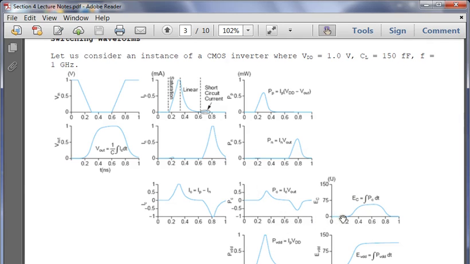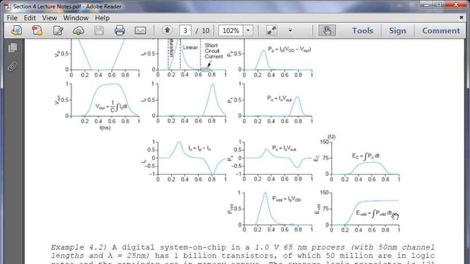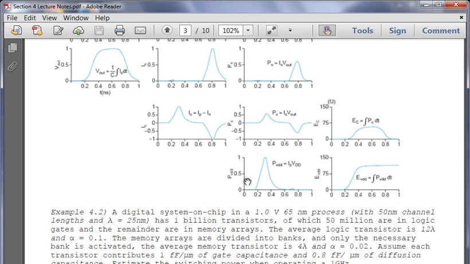Here it's nothing, so we have 0. We hit here, we have a positive slope, and then here we have a negative slope. It goes back down to 0. And then this becomes the power consumed by the supply voltage, and the energy consumed by the supply voltage.